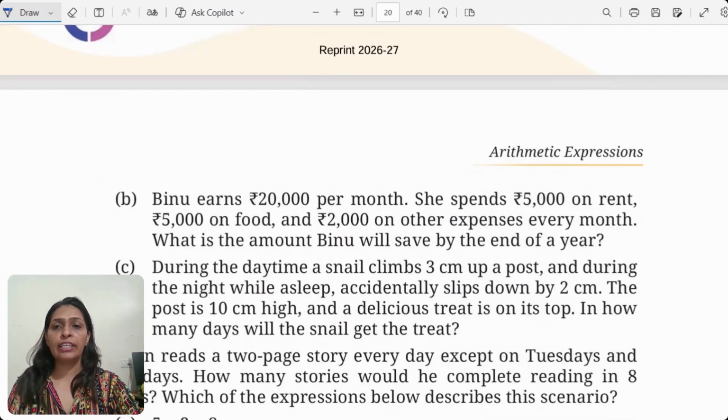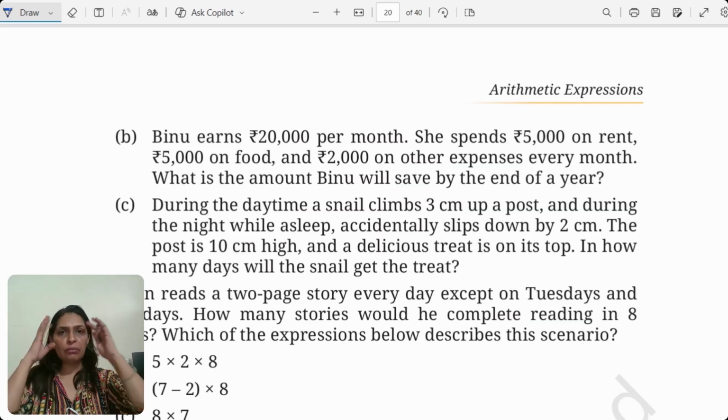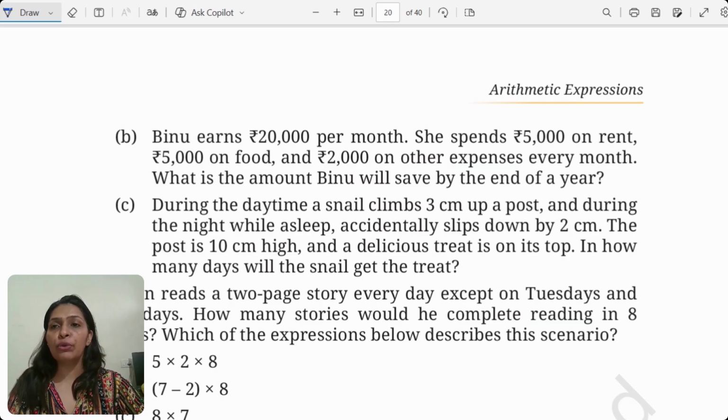Now let's move ahead to question number 2. Binu earns rupees 20,000 per month. She spends rupees 5,000 on the rent, rupees 5,000 on the food, rupees 2,000 on other expenses every month. What is the total amount Binu will save by the end of the year? So keep in mind, what is the total salary of Binu? She is earning rupees 20,000.